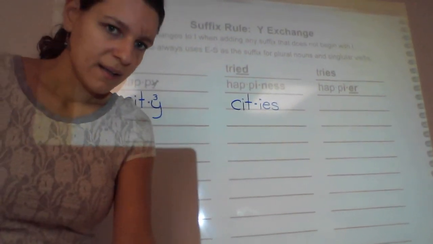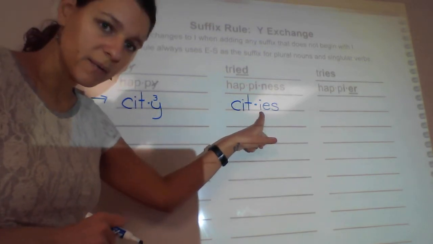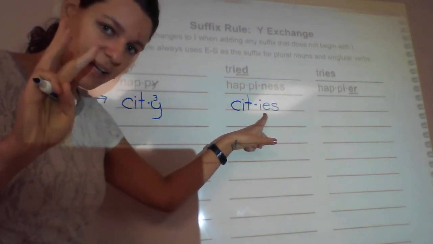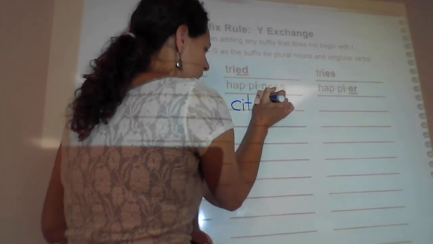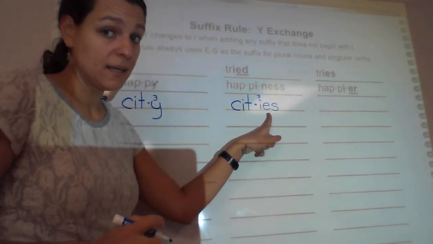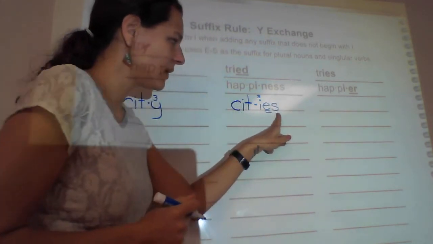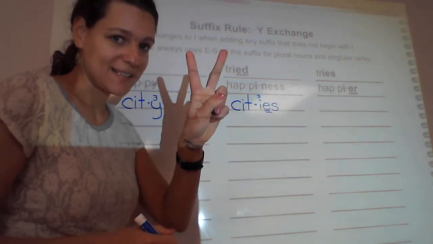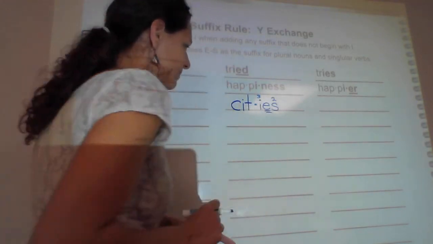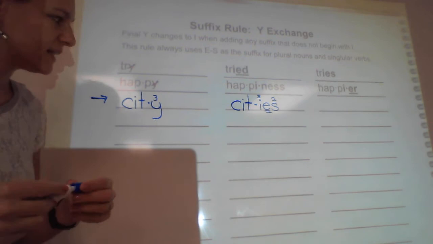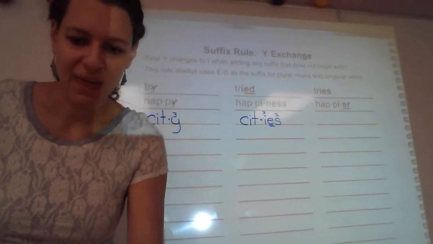All right. So we need to mark this. Nothing in the first syllable. How are we going to mark this? Good, it gets a 3 because it's saying E, which is its third sound. And how about this? Good, we need to double underline it. It's silent. And then this one, Z. Good, it's saying its second sound. All right. Y exchange rule in action.